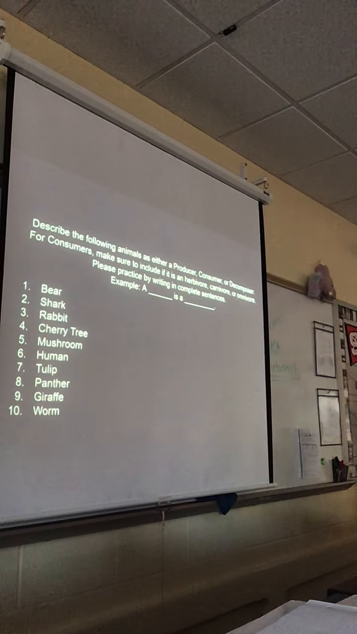So what would a carnivorous plant be, like a Venus flytrap or something? Would that be a producer and a consumer? Yes, which is kind of crazy, right? Charlie, a cherry tree. It is a producer. It makes its own food. A mushroom, Hudson. That is a decomposer. Good. Okay, a human, Hunter. They are a consumer and an omnivore. Good.